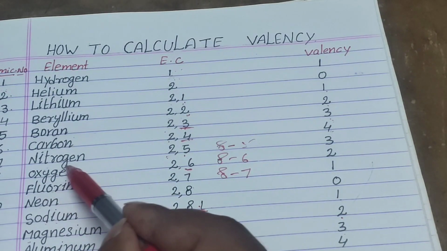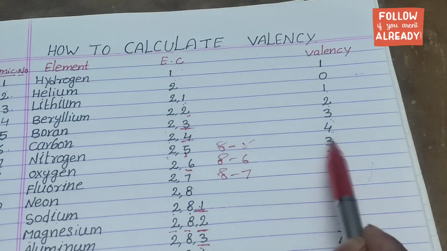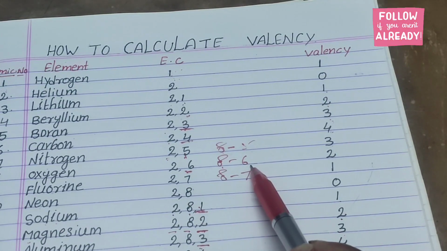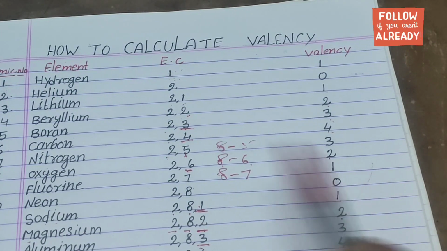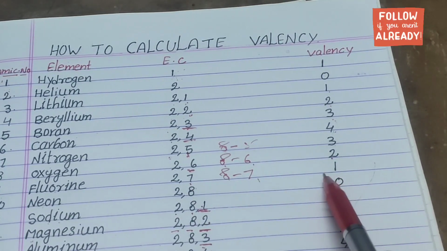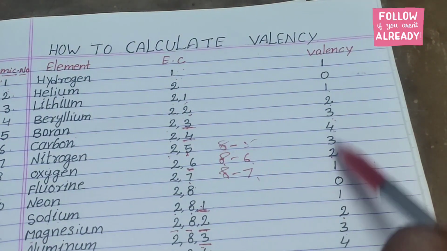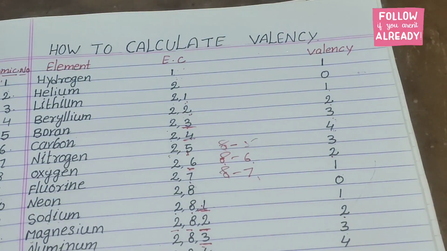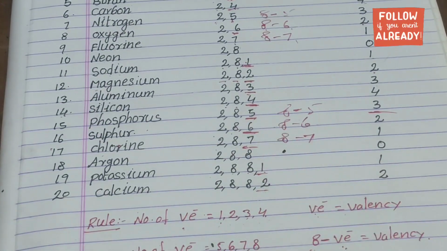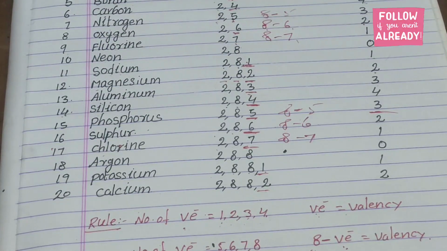Along with that, in nitrogen the valence electrons are 5 and the valence is 8 minus 5, which is 3. In oxygen, the valence electrons are 6 and 8 minus 6 equals 2, so the valence is 2. In fluorine, the valence electrons are 7 and the valence is 8 minus 7, which equals 1. Okay students, so here you can see the pattern: 1 2 3 4 3 2 1 0, 1 2 3 4 3 2 1 0, and 1 2, like that. So if you know the first 20 elements and their valencies, you can easily write any of the formulae in the correct manner.